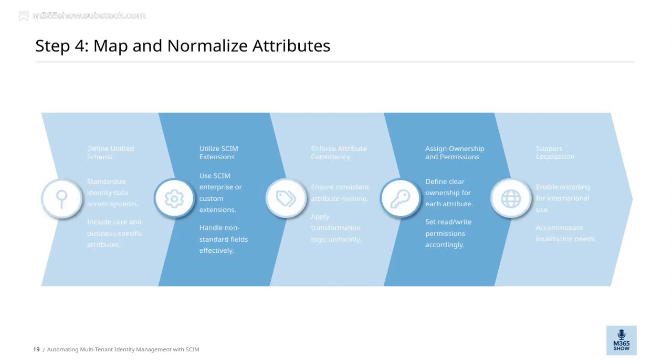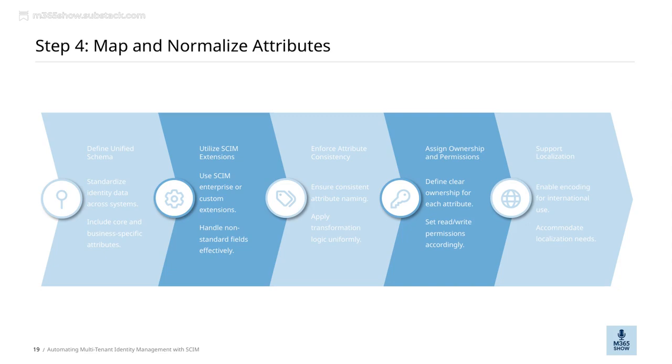Now, let's look at the next step in our process, mapping and normalizing attributes. This is crucial for ensuring that our identity data works seamlessly across different systems and regions. First, we need to enable encoding for international use. This means supporting various character sets and formats to accommodate users worldwide. It's also important to consider localization needs, so the data can adapt to different languages and cultural preferences.